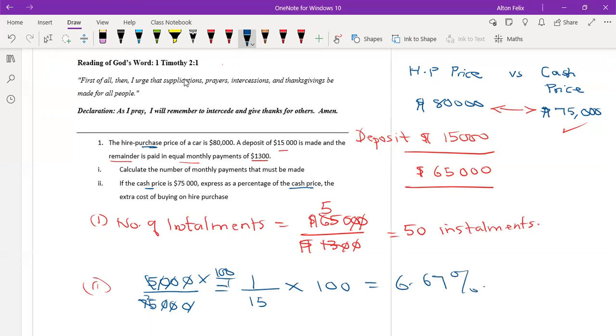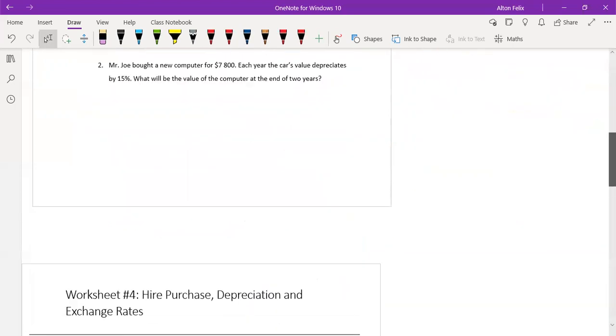And that'll take us to the end of question number 1. Let's go to question number 2.